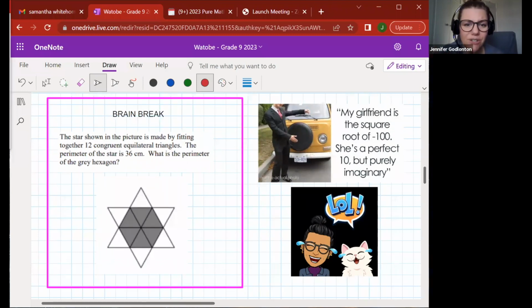Okay, so the star shown in the picture is made by fitting together 12 congruent equilateral triangles. Congruent means they are exactly the same, and equilateral means all of the sides of the triangles are the same. The perimeter of the star is 36 centimeters. What is the perimeter of the gray hexagon?